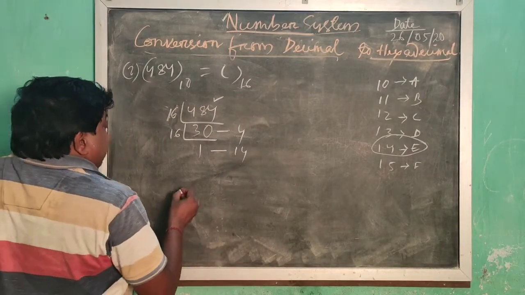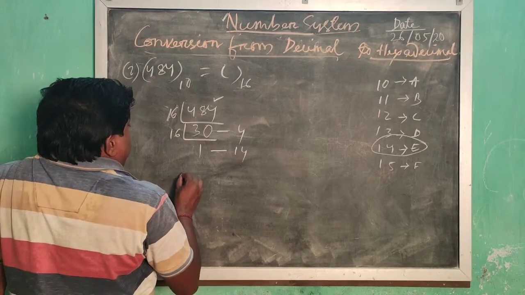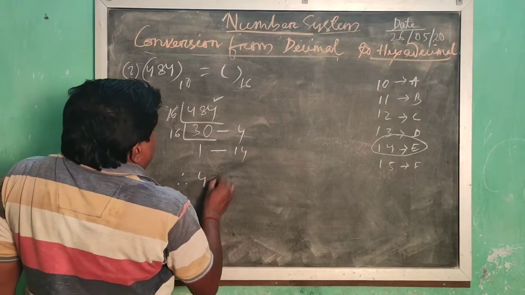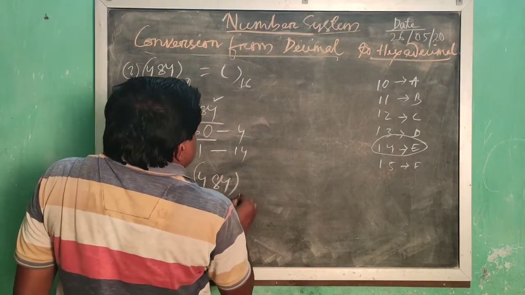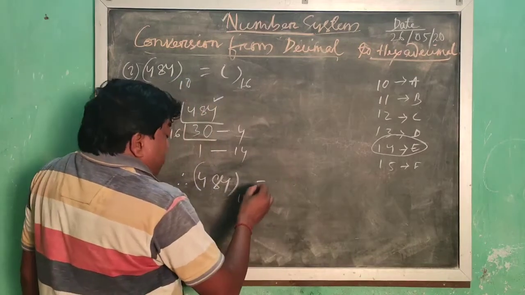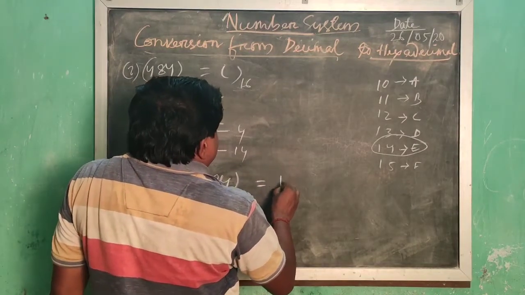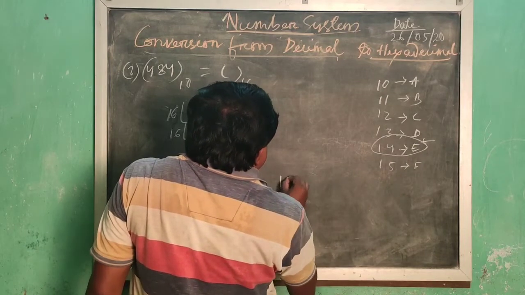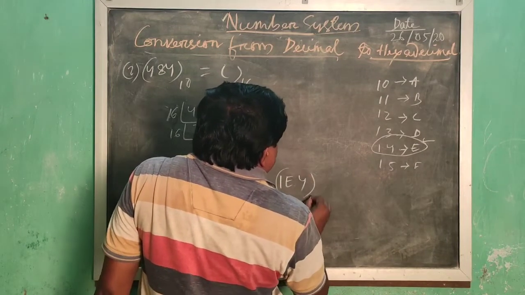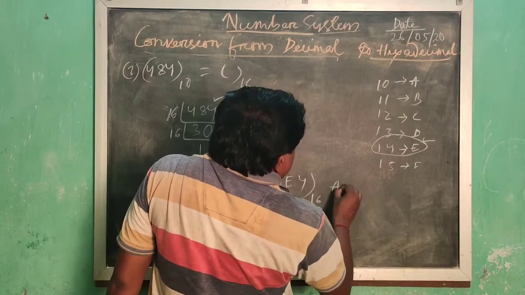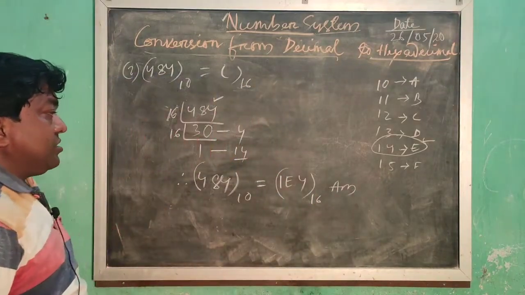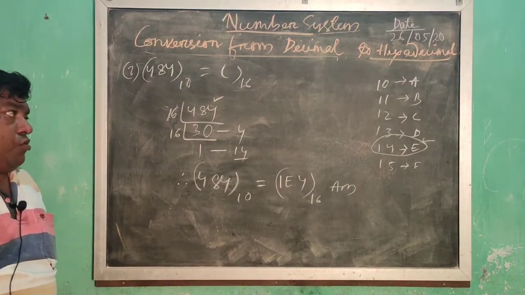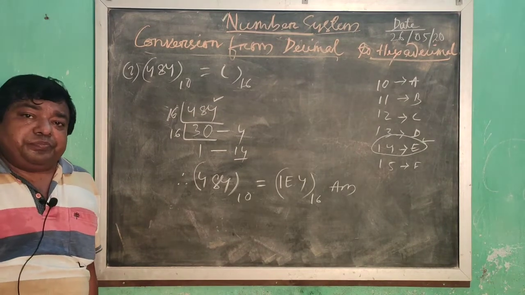Okay, then your answer will be 484, base 10. Here we will write 1, then 14 which is E, then 4: 1E4, base 16. This is your answer. Hope all are able to understand.